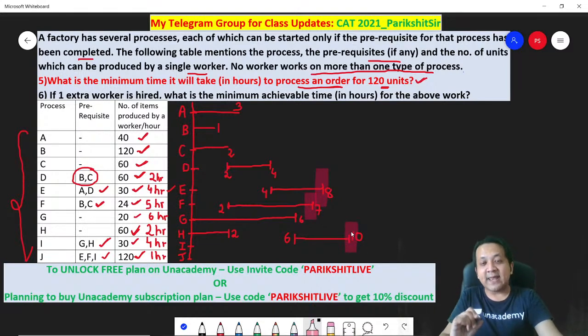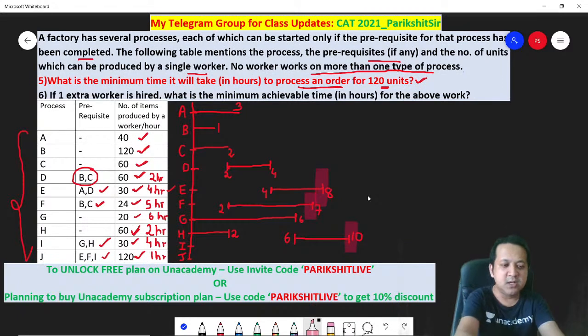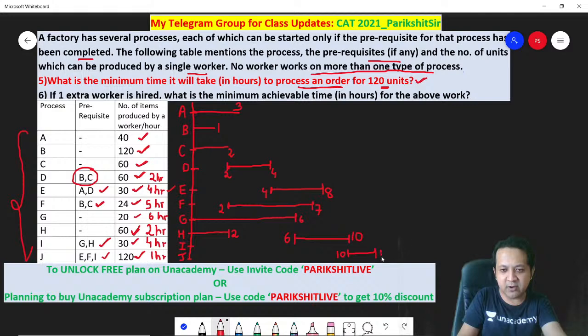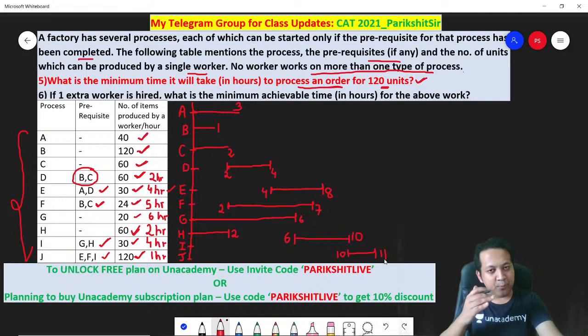So can I say J can start only at the end of 10 hours? Why 10? Again, the same logic. J can start when all three, E, F and I, are completed. All three are completed only at the end of 10 hours. So only at the end of 10 hours, J can start. And the moment it starts, it will take 1 hour, 10 to 11. Perfect. The entire process is done.